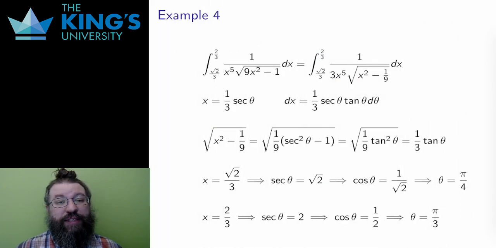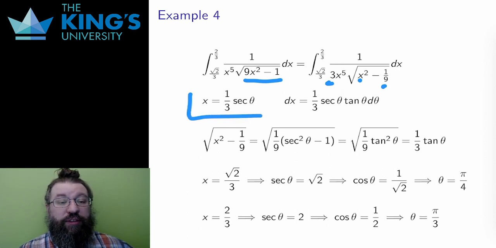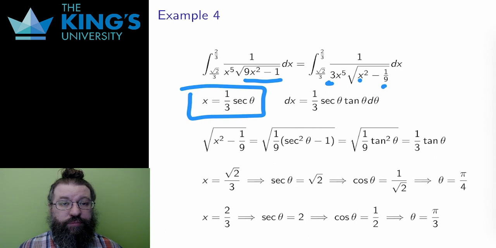Here is one last example, and this is a lengthy one. It's a good one to recap all of the techniques and strategies of trig substitution. The square root term is 9x squared minus 1. This looks like a secant substitution, but I need to change this so it has the form of x squared minus a squared. I do this by factoring 9 out of the term under the square root, which leaves the 1 as 1 ninth, and then pulling that out of the square root as 3. Then I have x squared minus a squared with a equals 1 third.